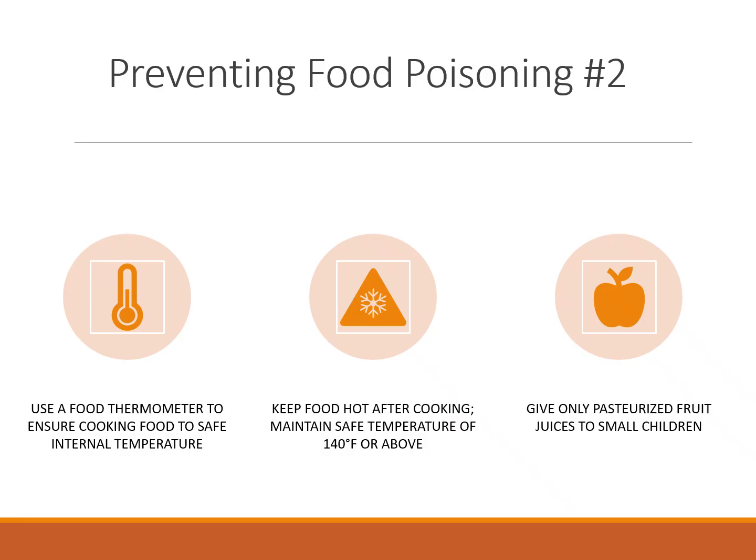We want to use food thermometers to ensure cooking food to safe internal temperatures. You want to keep food hot after cooking, maintaining a safe temperature of 140 degrees or above. And you only want to give pasteurized fruit juices to small children.